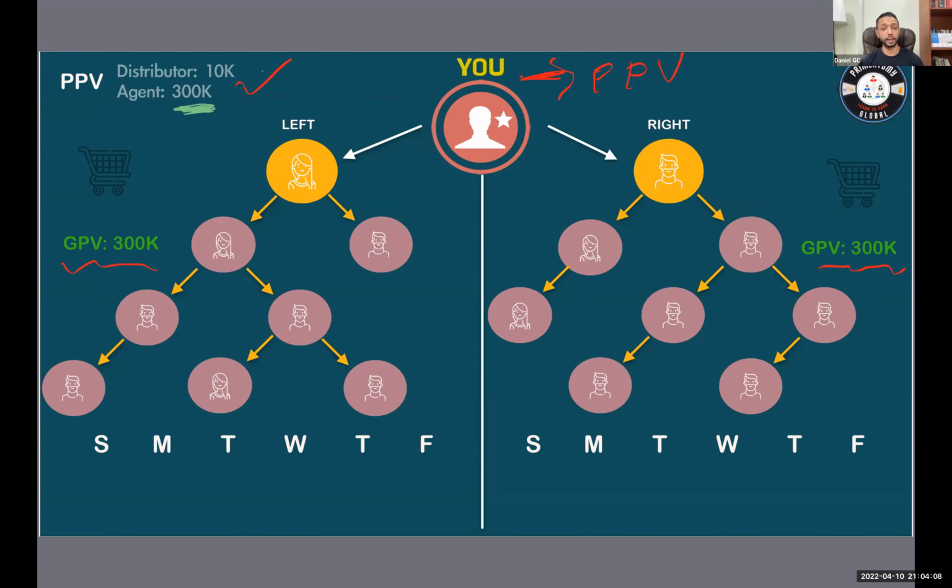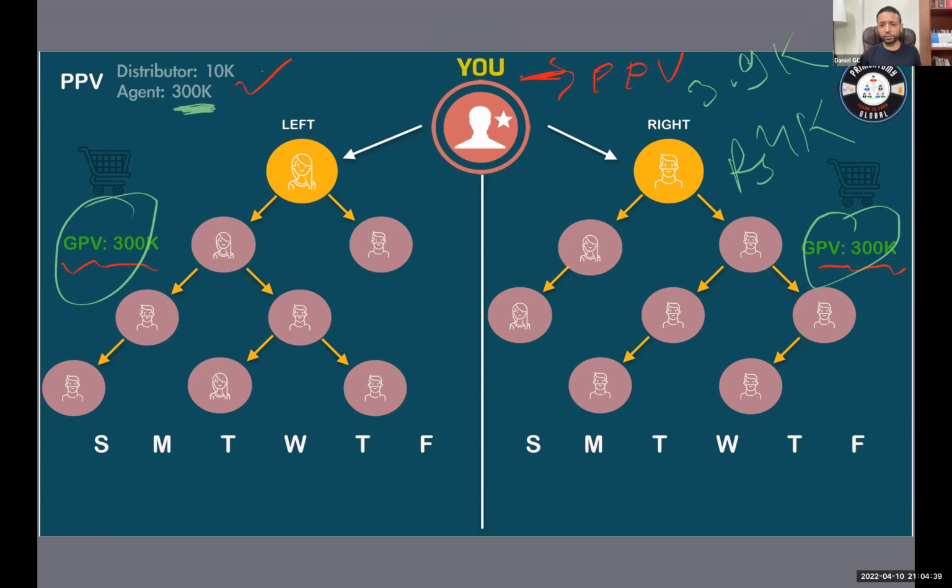So the moment you become an agent, your commission also changes. The criteria is the same. On your left, you need to have 3 lakhs group PV. On your right, you have 3 lakhs group PV. But once you reach that, your commission will change to around 3.9 thousand rupees, which is around 4,000 rupees basically. Around 4,000 rupees you get as a commission.